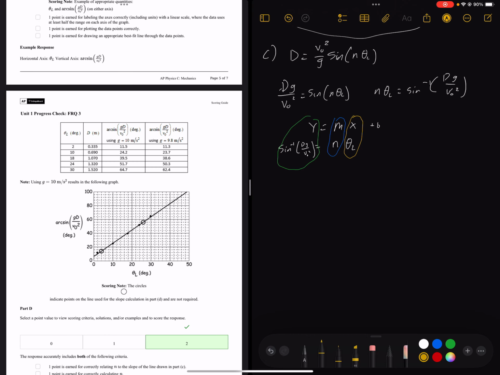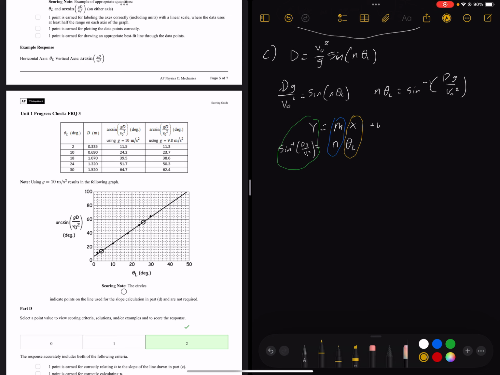This is an excellent graph. So yeah, they put arc sine. That's just a fancy way of saying inverse sine. It literally means the same thing. So arc sine of g times d over v naught squared, measured in degrees. Always remember to label your units. These units are in degrees, and the slope of the line determines what the n value is. And notice that they created a data table calculating the arc sine of g d over v naught squared, and then they calculated it for each of the data points.